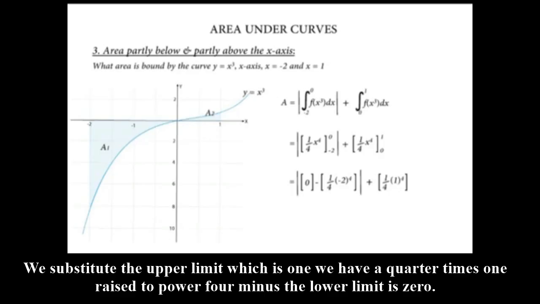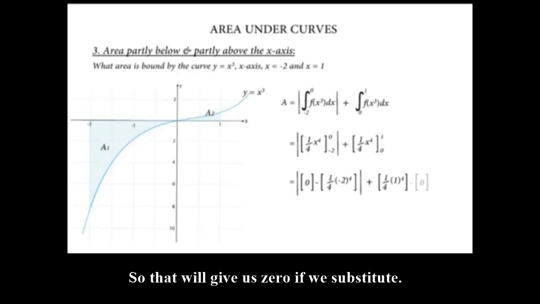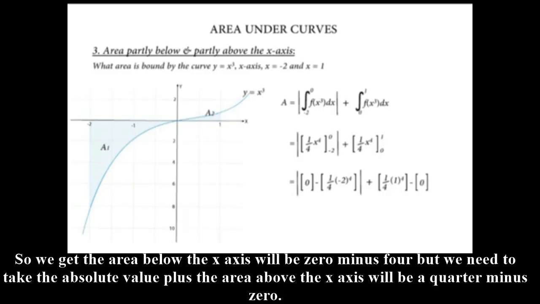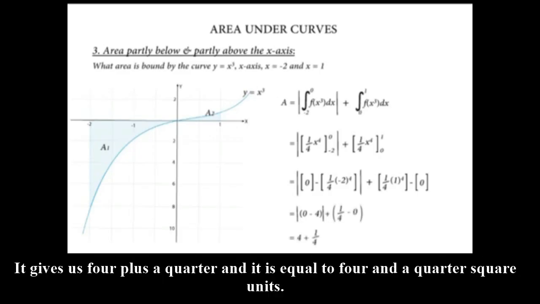So that will give us 0 if we substitute. So we get the area below the x-axis will be 0 minus 4, but we need to take the absolute value, plus the area above the x-axis will be a quarter minus 0. It gives us 4 plus a quarter, and it is equal to 4 and a quarter square units.